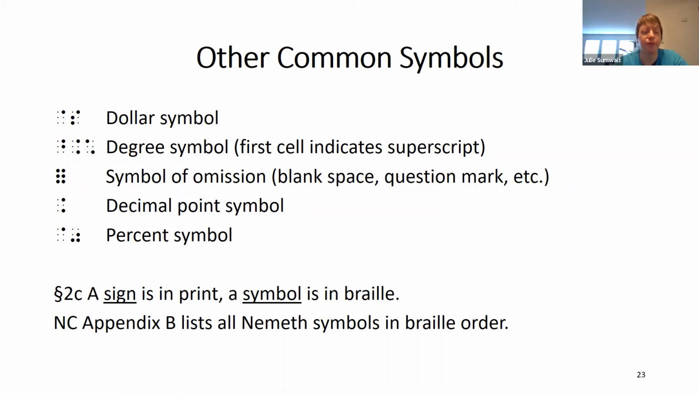A note about terminology in the Nemeth code, which always gets me mixed up, but I need to say that a sign is in print, a symbol is in Braille. So the Nemeth code talks about Braille symbols and print signs. Appendix B lists all the Nemeth symbols in Braille order.